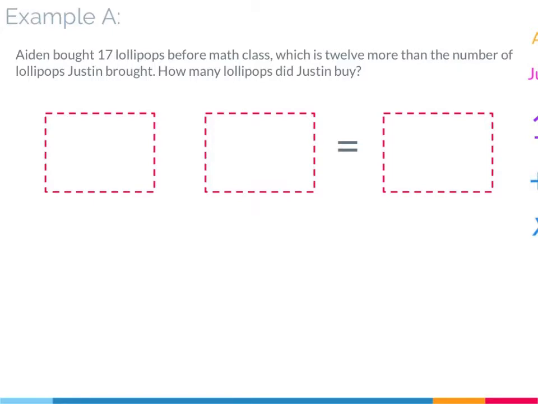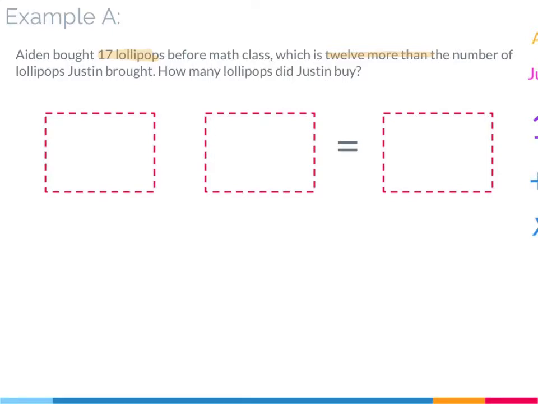So it says Aiden bought 17 lollipops. That's important to know, how many lollipops Aiden has, which is 12 more than the number of lollipops that Justin brought. How many lollipops did Justin buy? So that's the important information. Since we're going through a word problem here, we're going to need to translate. We're going to need to remember those things from Unit 4. If we haven't remembered those things from Unit 4, we can go back and watch that video on translating. However, let's push forward assuming that we do.